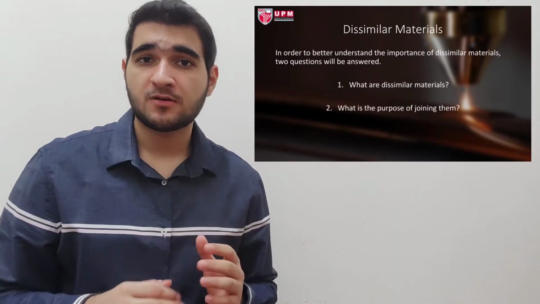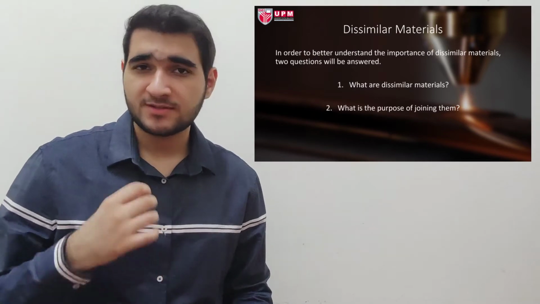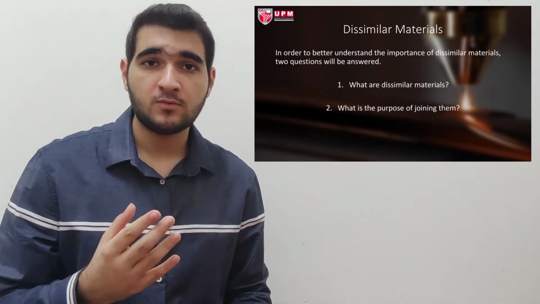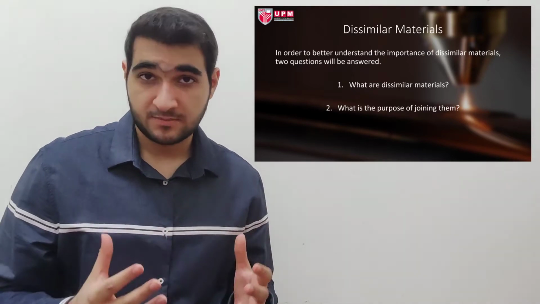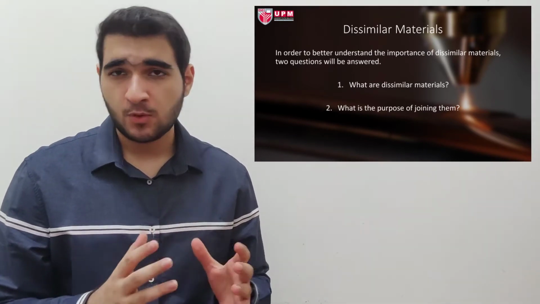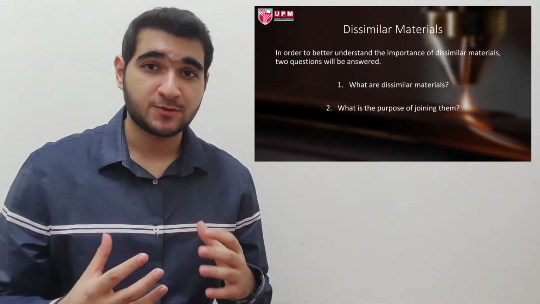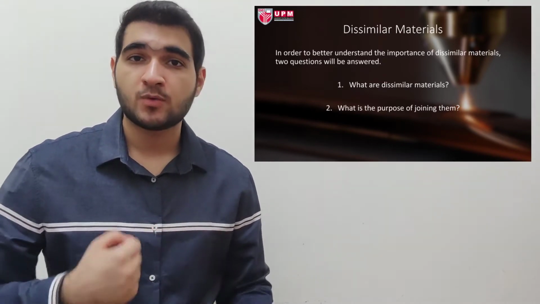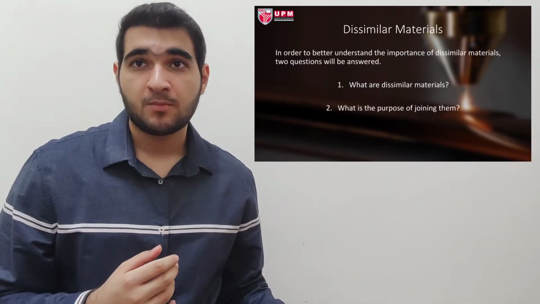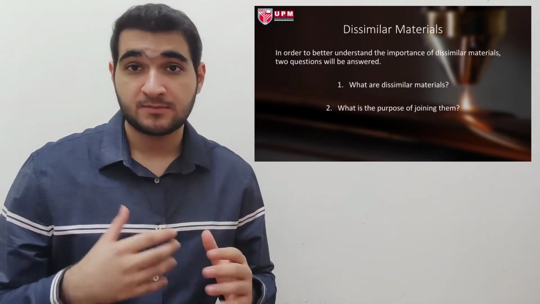First off, we're going to talk about dissimilar materials. In order to understand them better, we're going to talk about two key questions here. One, what are dissimilar materials, and then what is the purpose of joining them, because as we go along, we're going to understand that it's quite difficult to bond dissimilar materials. So we're going to establish the motivation and inspiration behind it. But first off, what are dissimilar materials?